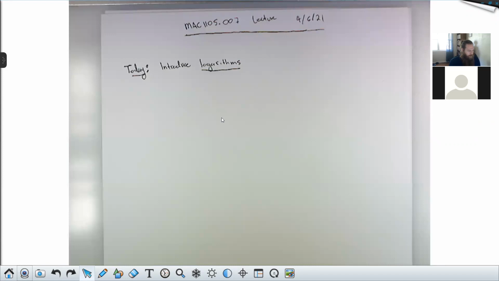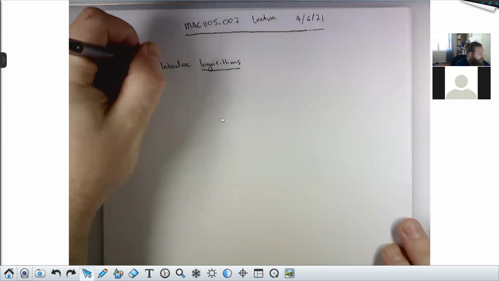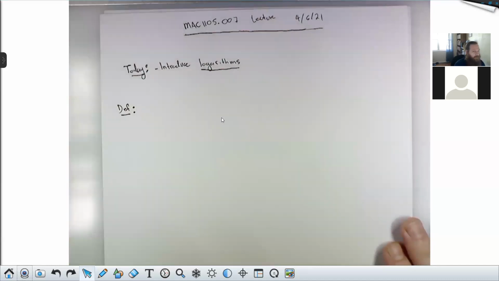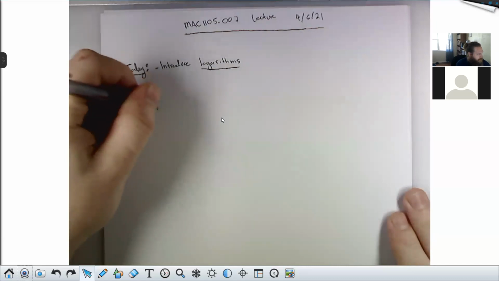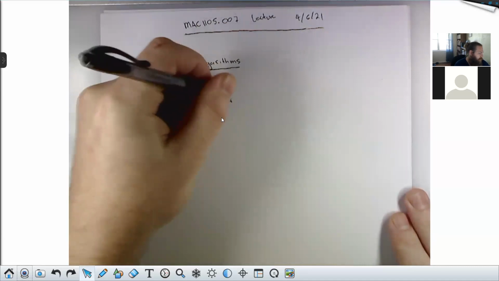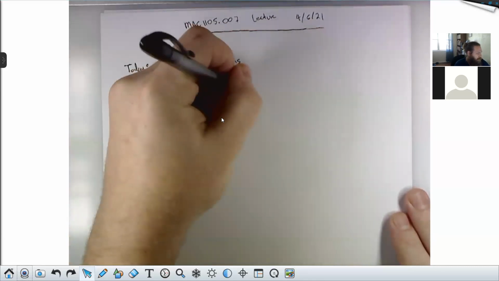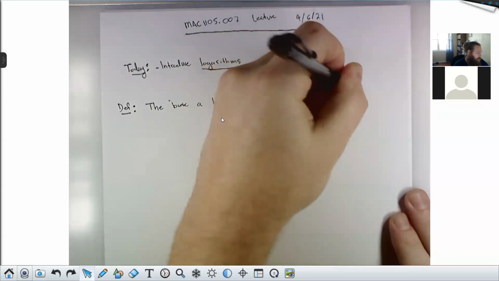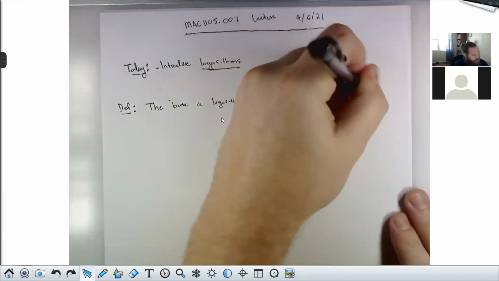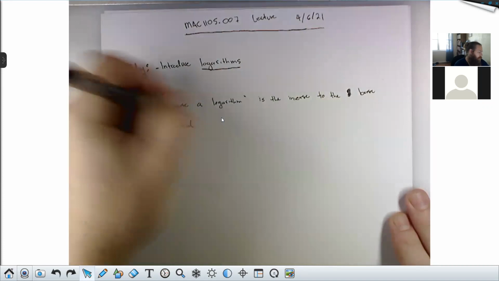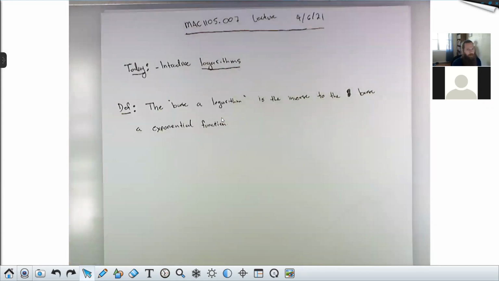Let's get into it. As with all new topics in mathematics, we need to start with the definition. So the base a logarithm is the inverse to the base a exponential function. That's probably the cleanest way to say it.